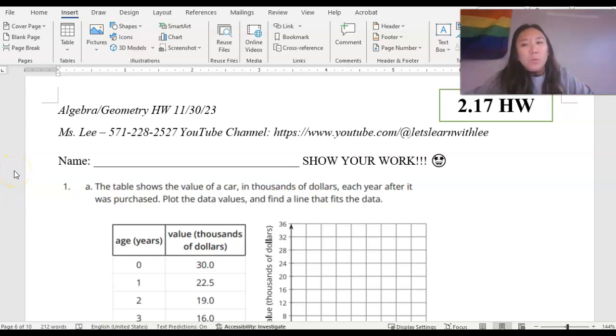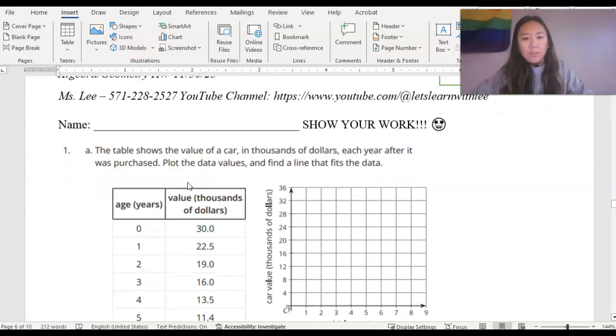Hey everyone, welcome to homework 2.17. Today we looked more at inverse functions, and so we're going to be going over that in this homework as well.